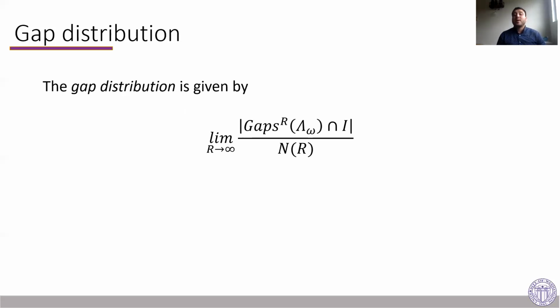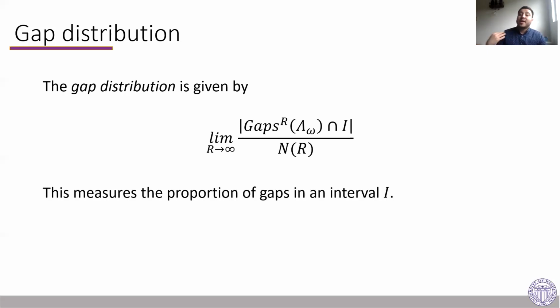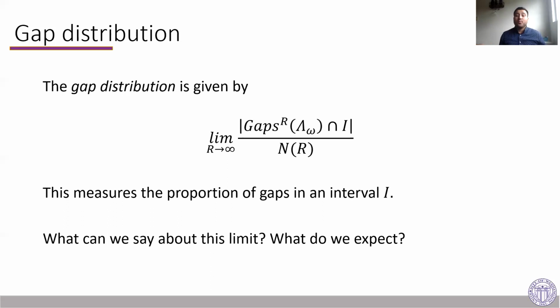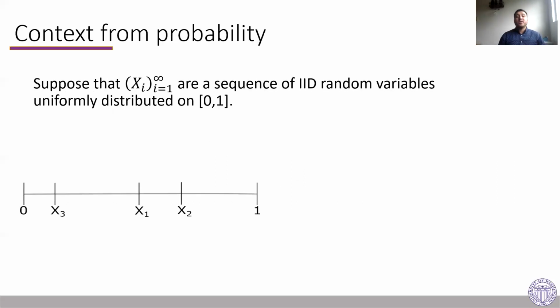Here I haven't used anything special about double slit tori. This is just the gap distribution of a double slit torus, and this is trying to measure the proportion of gaps in an interval I, okay? And so there are lots of natural questions that we can ask about this, right? What can we say about this limit? What do we expect to say about this limit? So now I want to turn our attention to what we expect in this situation.